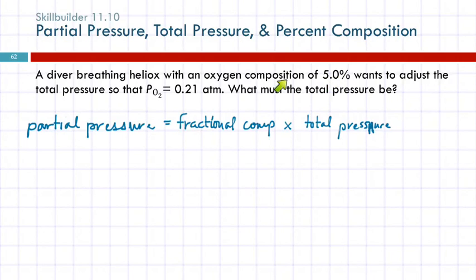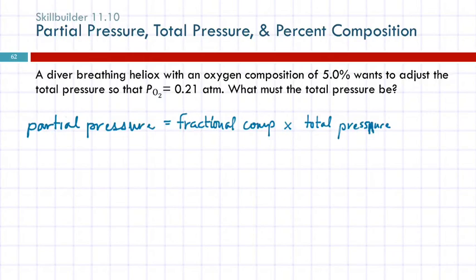5% of this mixture is oxygen. That means oxygen exerts 5% of the pressure. So we want 0.21 to be 5% of the total pressure. Here we want to find out what the total pressure is.